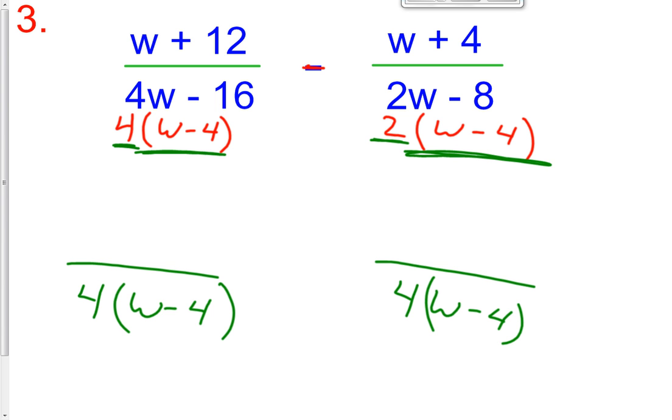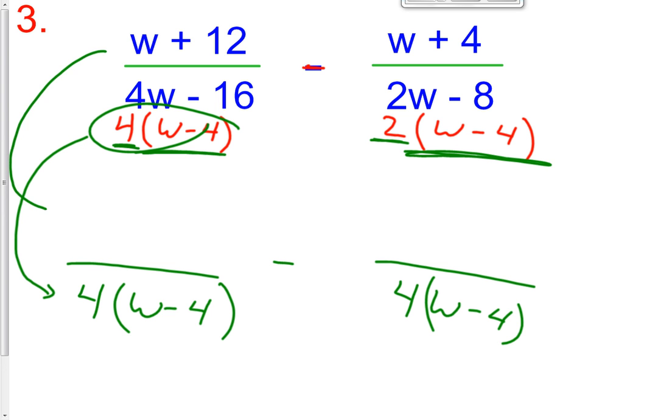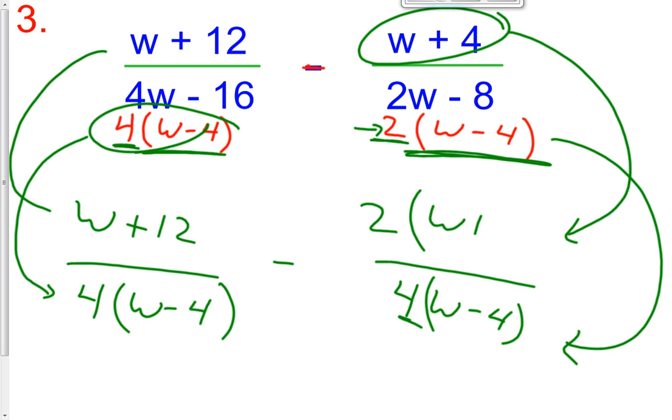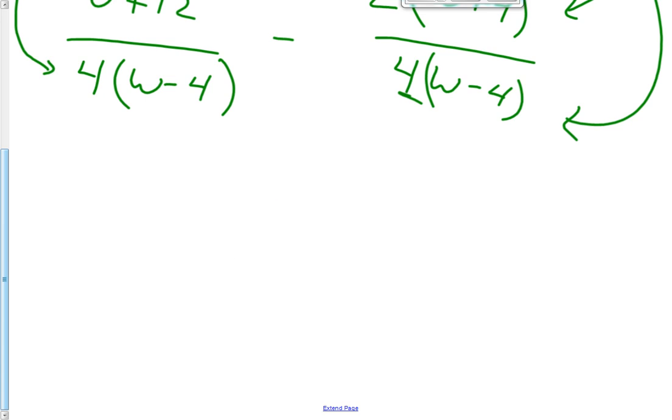So now we say, what did we multiply the bottom by to get to the denominator right here? Well, we didn't multiply by anything, did we? So let's keep w plus 12 just the way it is. W plus 12. So now what did you multiply the denominator by over here to get to 4 times the quantity w minus 4? You just multiplied by 2, did you not? You just took this 2 and multiplied it by 2 to get 4. So if you multiply the denominator by 2, you got to multiply the numerator by 2 to make an equivalent fraction. So it's 2 times the quantity w plus 4. Now that we have that, we have common denominators, and that's great.